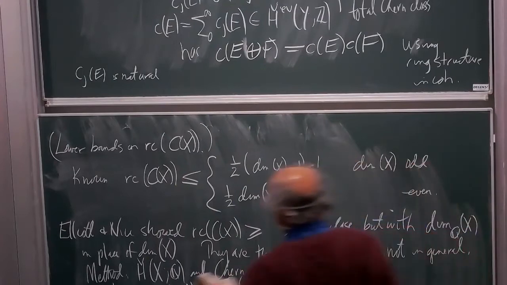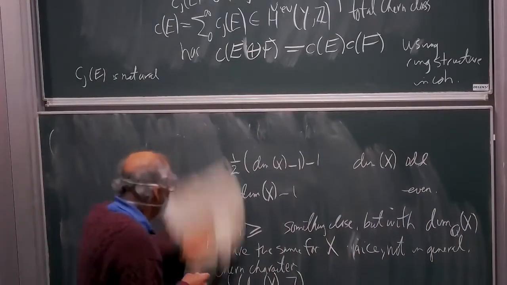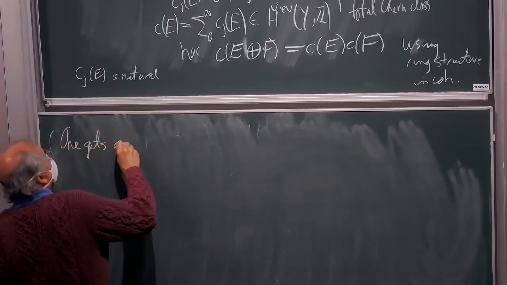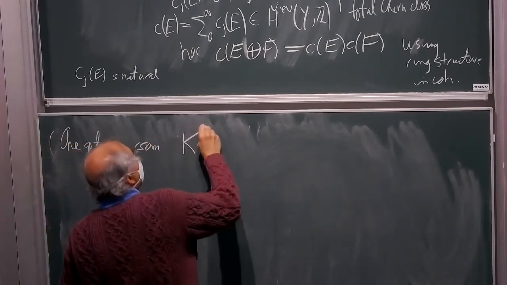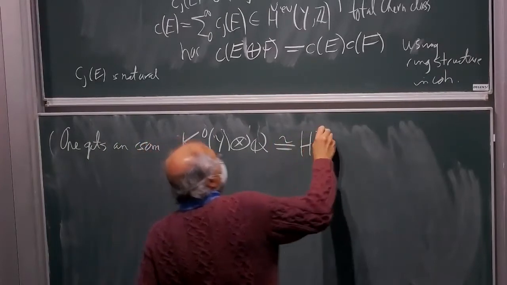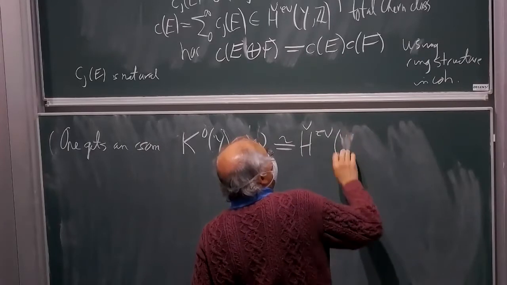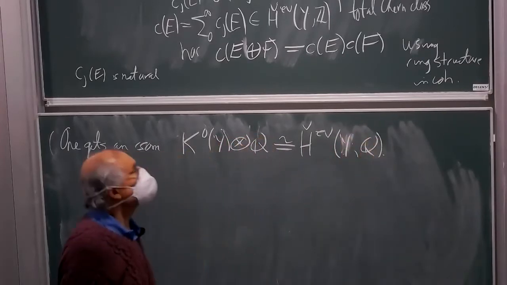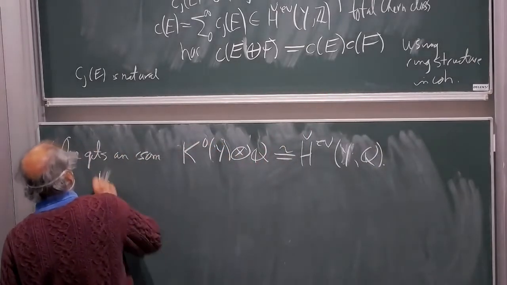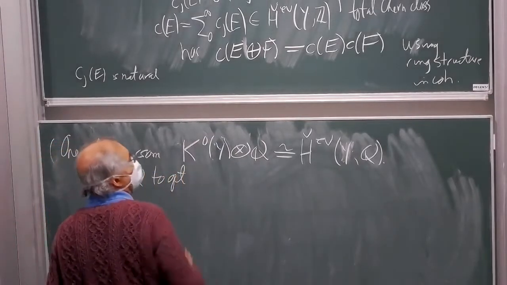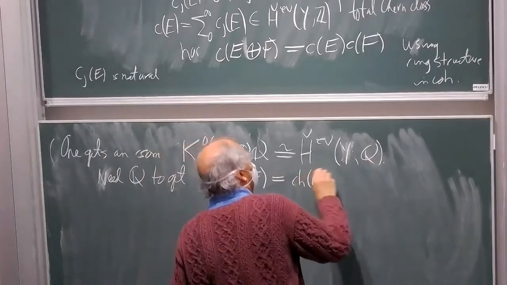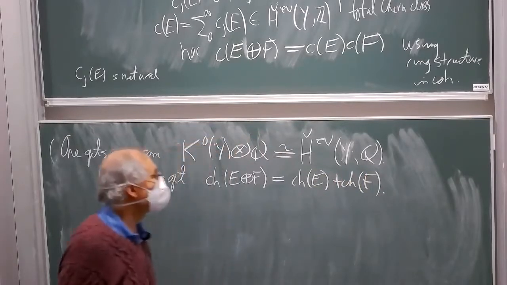One gets an isomorphism K0 of X, well, it's Y here, sorry, K0 of Y tensored with Q, to the even Czech cohomology of Y with coefficients in Q. And one has to pass from Z to Q to untangle this, to get an additive map, where you would untangle the fact there's a product there.